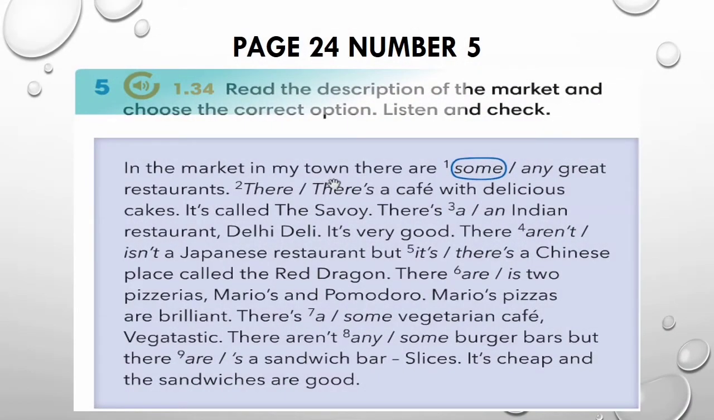Next, page 24, number 5. Read the description of the market and choose the correct option. Listen and check. Okay, I will give you the recorder.